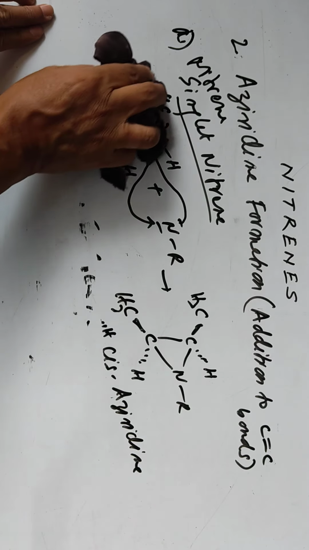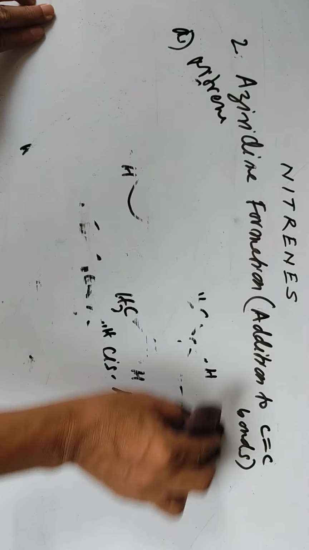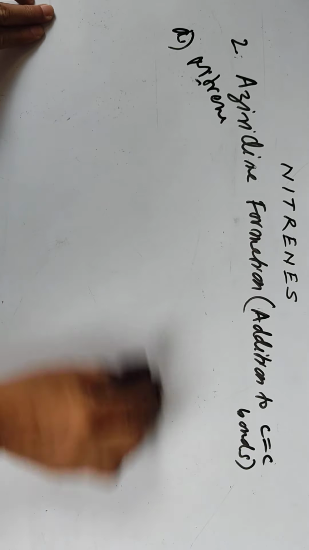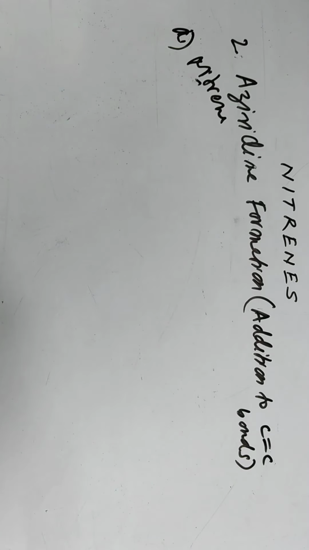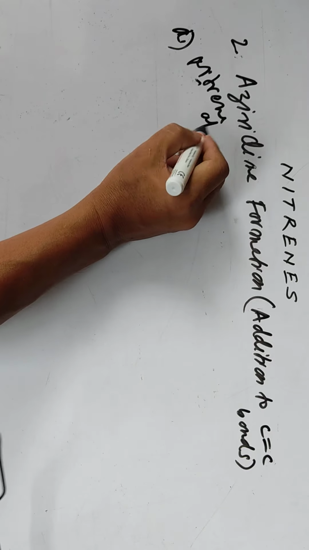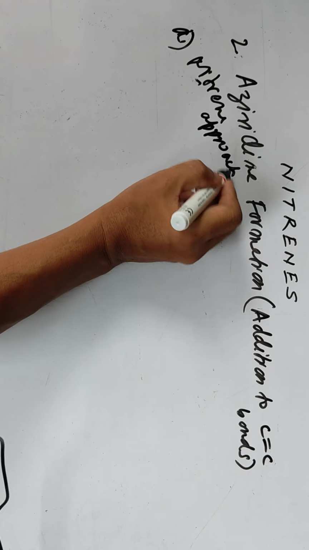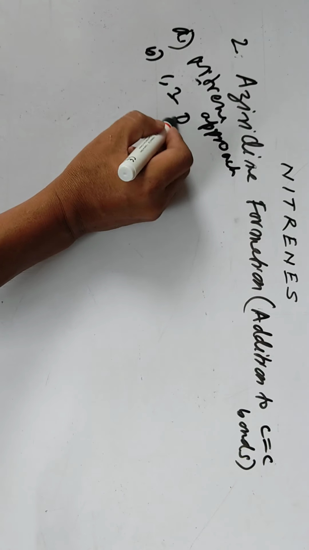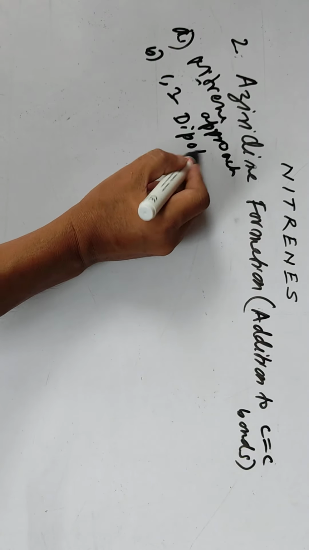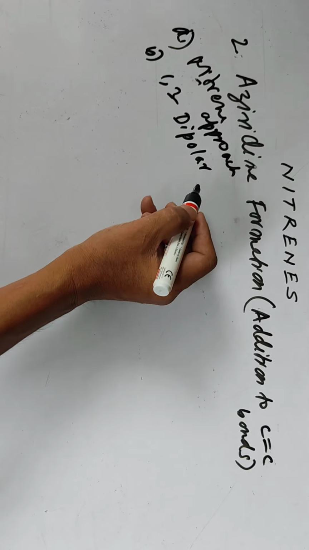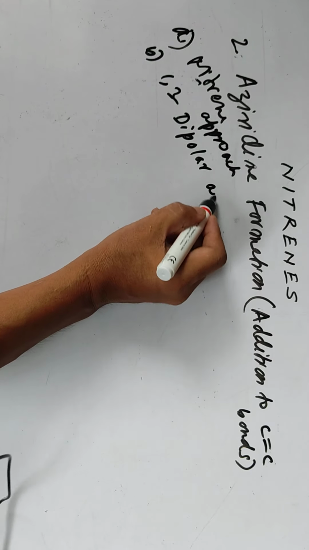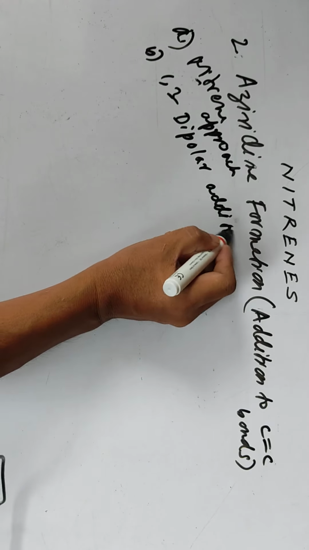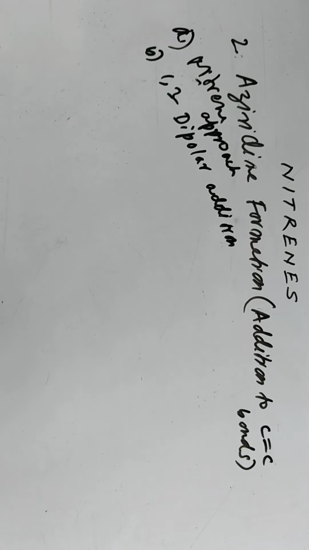So another one is the nitrogen approach. Okay, the first one is the nitrogen approach, through nitrogen. Now we can have another mechanism by 1,3-dipolar addition. Here mostly a cyclic intermediate is formed, called triazolines.